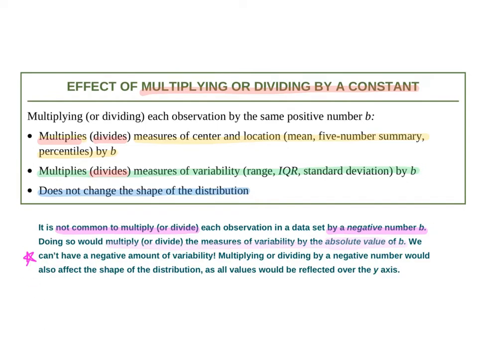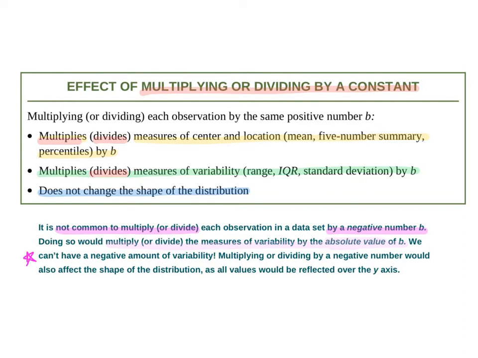And a note to this, because multiplying and dividing is a little bit different than addition and subtraction, it's really not common to multiply or divide by a negative value. Doing so would multiply or divide the measures of variability, so that's our range, IQR, and standard deviation, by the absolute value of B. So we can't have a negative amount of variability. Think about range or even standard deviation. That is distance, right? Distance from smallest to largest, and distance from the mean. We can't really have a negative distance, even in statistics, so that's why it would be really the absolute value of B. But again, it's really not common.